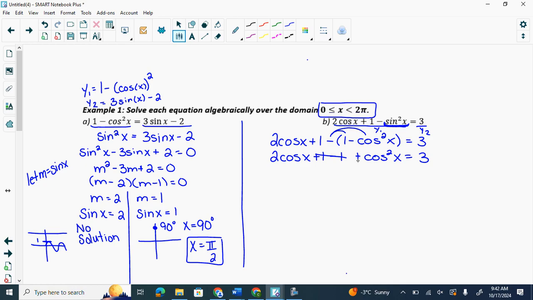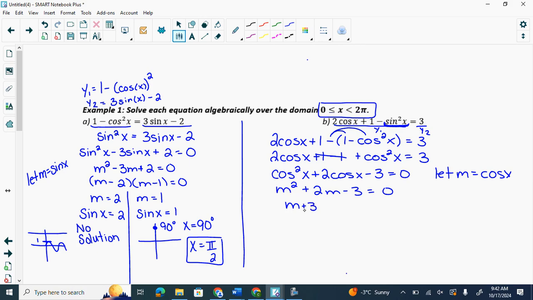All right. So then we have 2, I'm going to go in order, cos squared x plus 2 cos x minus 3 equals 0. Let m equal cos x. So I get m squared plus 2m minus 3 equals 0. M minus 3 plus 3 and m minus 1. So m equals negative 3.